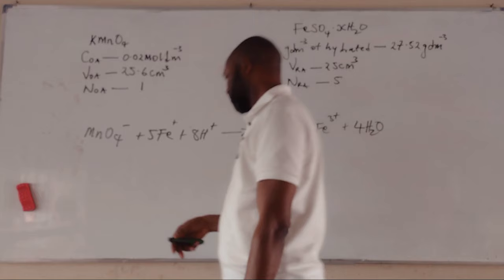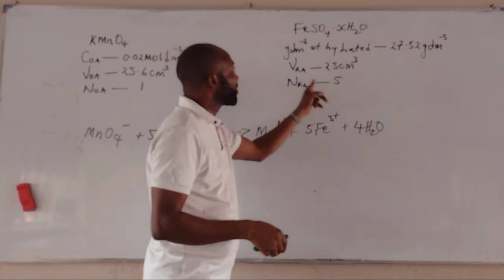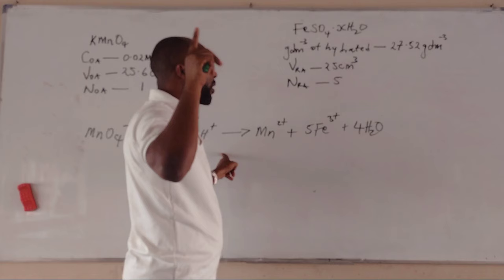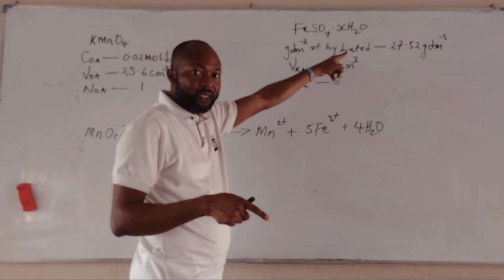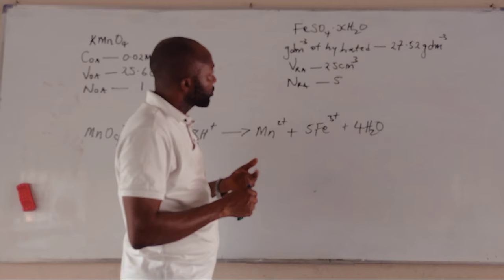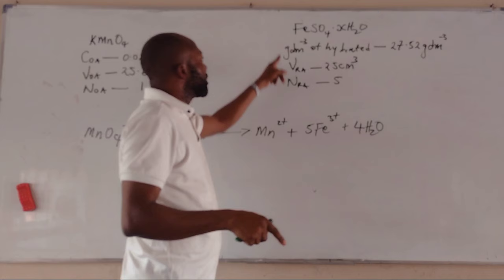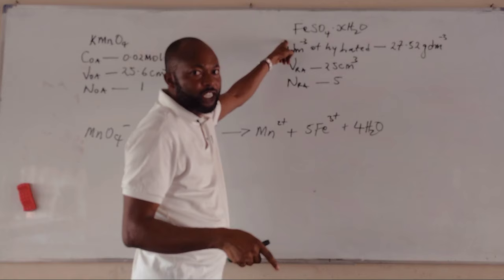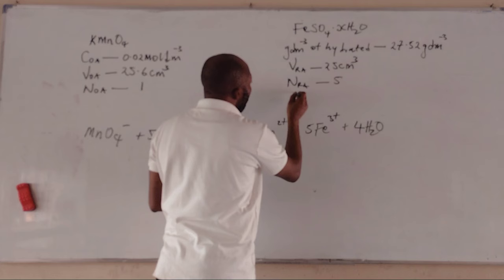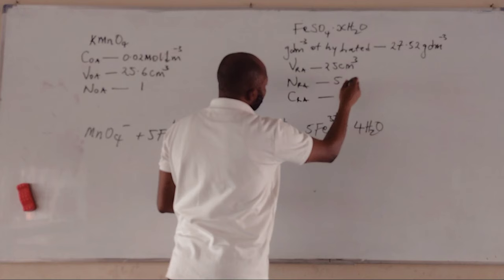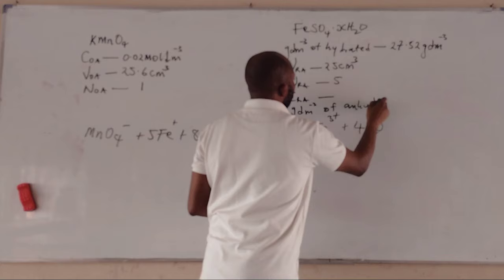So let's look at the question again. We have the concentration of the oxidizing agent. We do not have the concentration of the reducing agent. And they are asking us for the percentage of water of crystallization, which means that we have to get the mass term of the anhydrous, since they've given us the mass term of the hydrated. Before you get it, you need to get the molar concentration of the reducing agent, which will help you to get the mass concentration of the anhydrous. That's the technicality. So we must know our concentration of the reducing agent first, before the mass concentration of anhydrous, which we don't know. So let's start with this first.